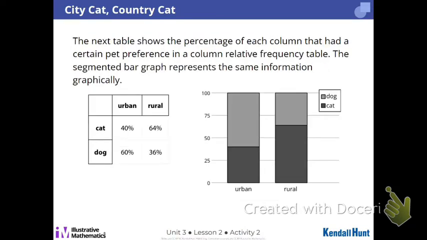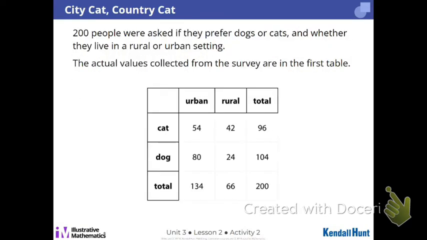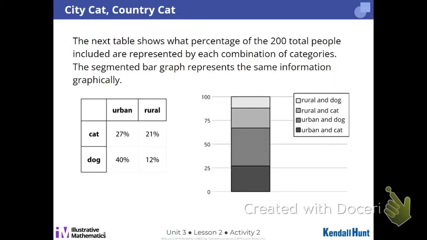Next, this is the column one. So we're looking at of the urban people, of the rural people. Who can tell me which one they picked for this one? Hadley? Of urban people, 60% like dogs. Okay. So our total is no longer 200, right? So I'm going to flip back. Of urban people, 60% like dogs. That means 80 out of 134 is how they got that percentage. It's a different total because it's a different reference.